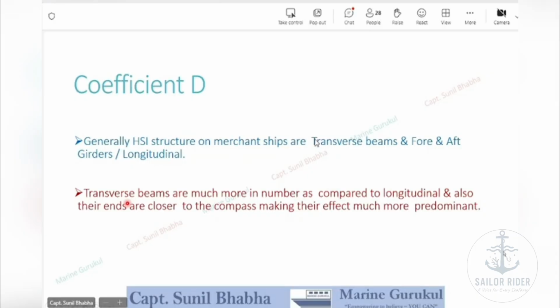So number one, the beams are much more in number, and number two, their ends are closer. Thus, the effect of the Athwartship beam or transverse beam is much more predominant as compared to a fore and aft longitudinal. So in our example, when we understand the deviation generated by coefficient D, we will be assuming one Athwartship beam, a horizontal soft iron, and understanding the deviation from there.